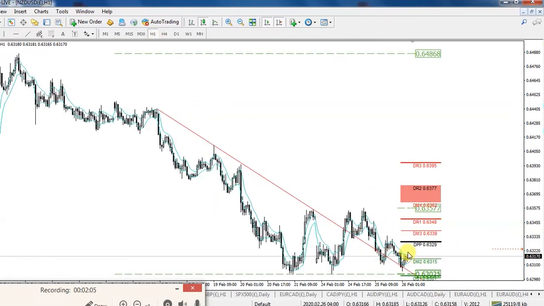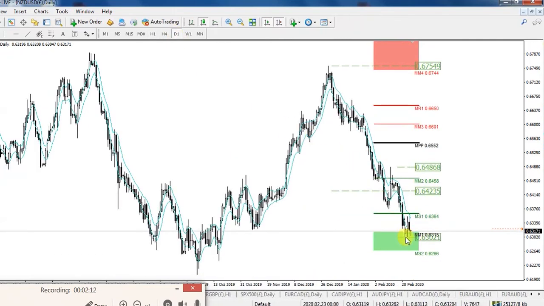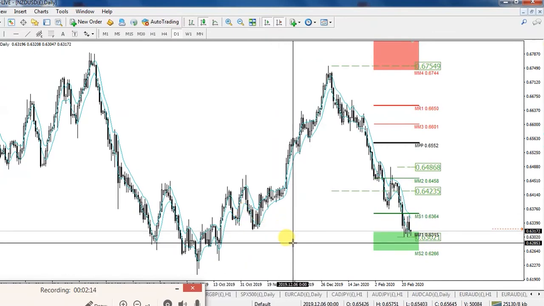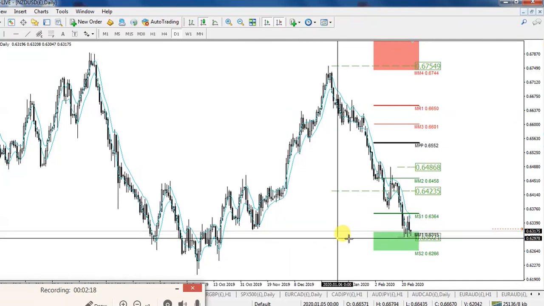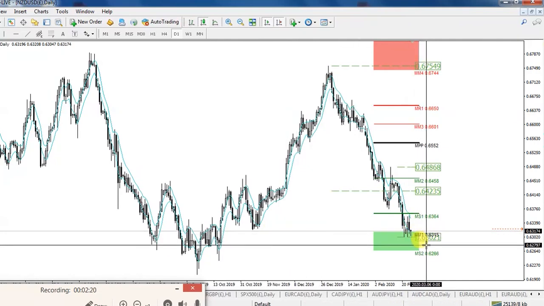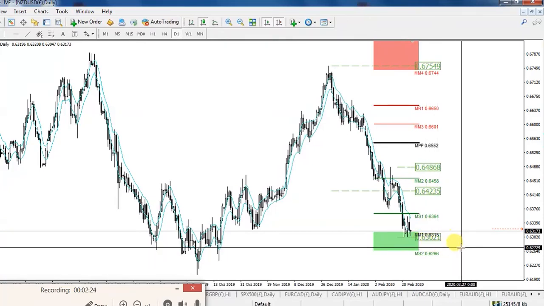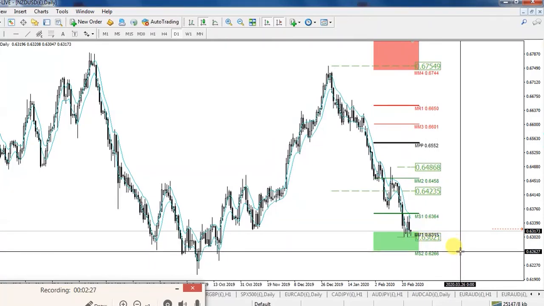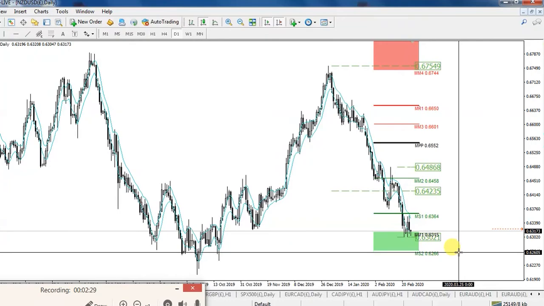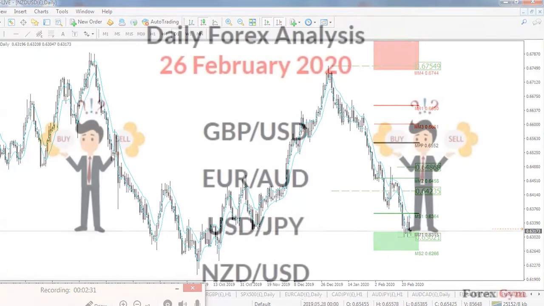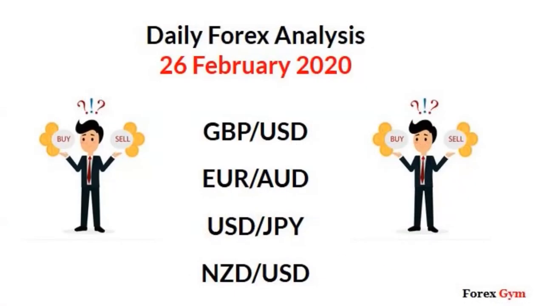So I would be looking again, so the entry is around up here to where the daily pivot is, and then the target would be this daily, depending on your strategy and your appetite. This would be the first target, 62.80, but I will be holding personally to about 62.65, around that area. Okay guys, this was the daily Forex analysis for 26th of February 2020.